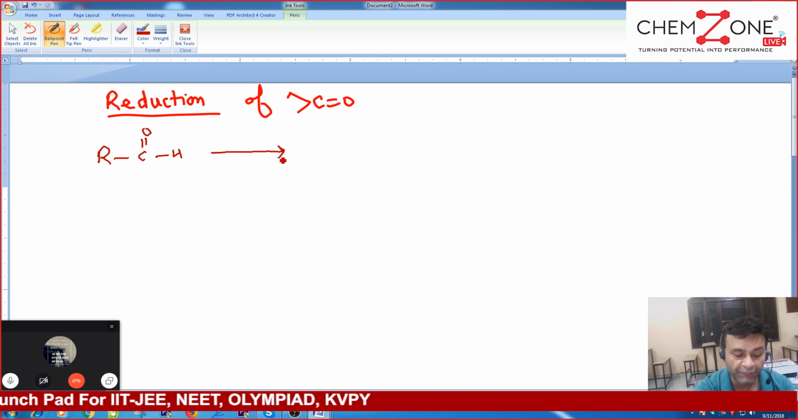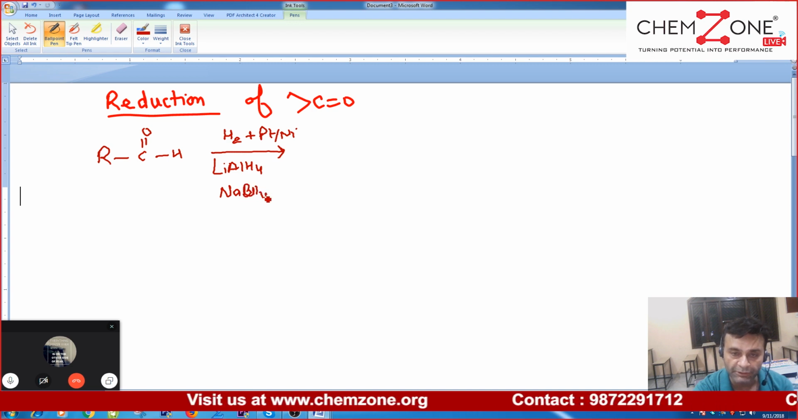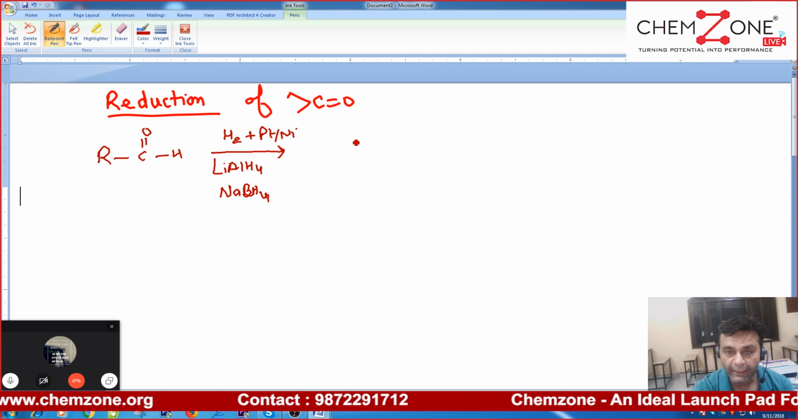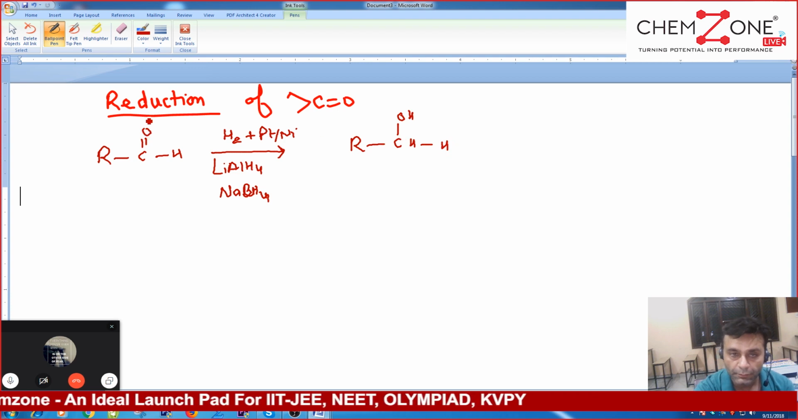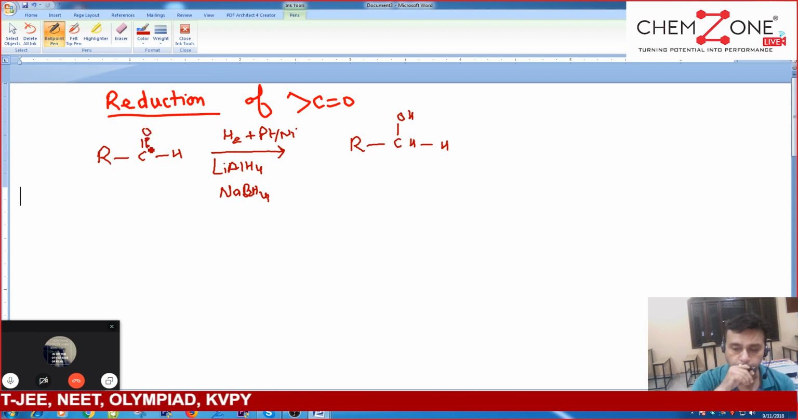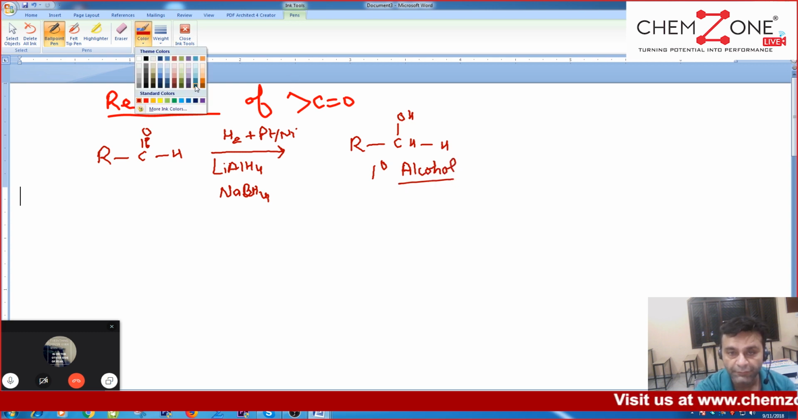And for the reduction we need some reducing agent. For that I can use hydrogen and platinum or nickel, or I can use lithium aluminum hydride as a reducing agent, or I can use sodium borohydride as a reducing agent. So it adds hydrogen across the double bond, and we get the primary alcohol. Means aldehyde upon reduction gives primary alcohol.